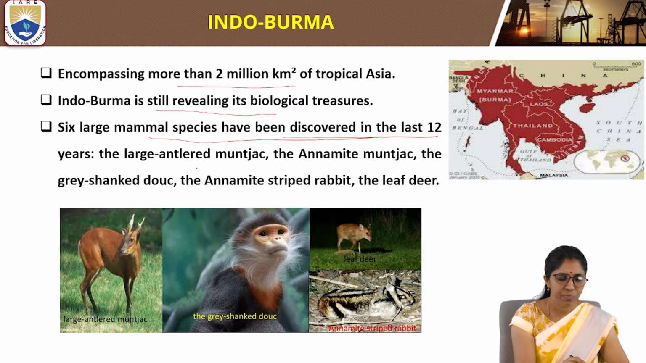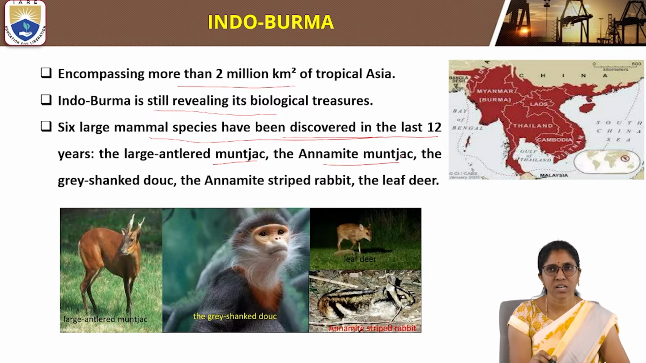These include the large-antlered muntjac and the annamite muntjac, the gray-shanked douc and the annamite striped rabbit, and also the leaf deer. These are endemic species which are found in the Indo-Burma region.